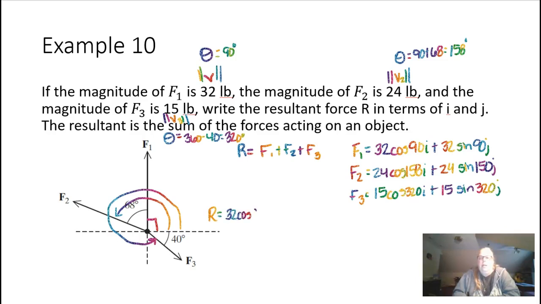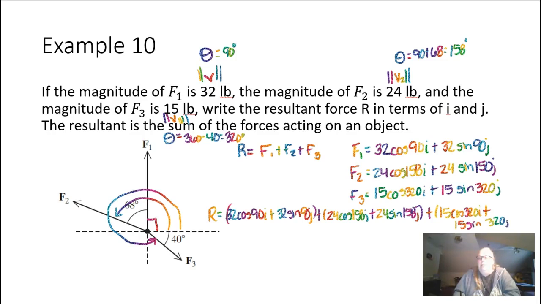32 cosine 90I plus 32 sine 90J plus 24 cosine 158I plus 24 sine 158J plus 15 cosine 320I plus 15 sine 320J.